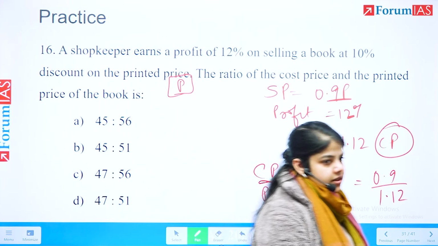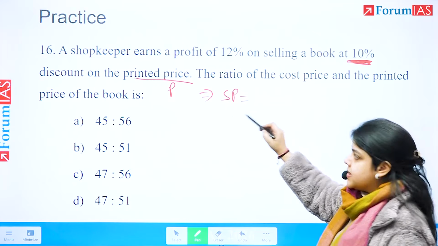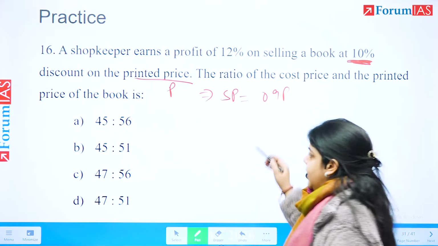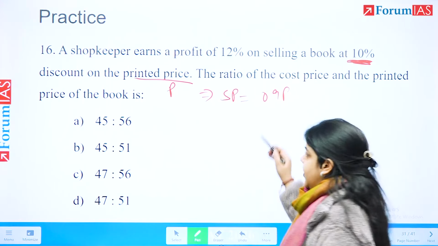Let's discuss this again. Printed price P है. So what is the selling price? 10% discount on printed price, 0.9 P. Yeah, everybody good? Selling price is also equal to 1.12 P because it has a 12% profit. ठीक है, 12% प्रॉफिट है ना, 12% प्रॉफिट किस पे होगा, कॉस्ट प्राइस पे ही होगा.